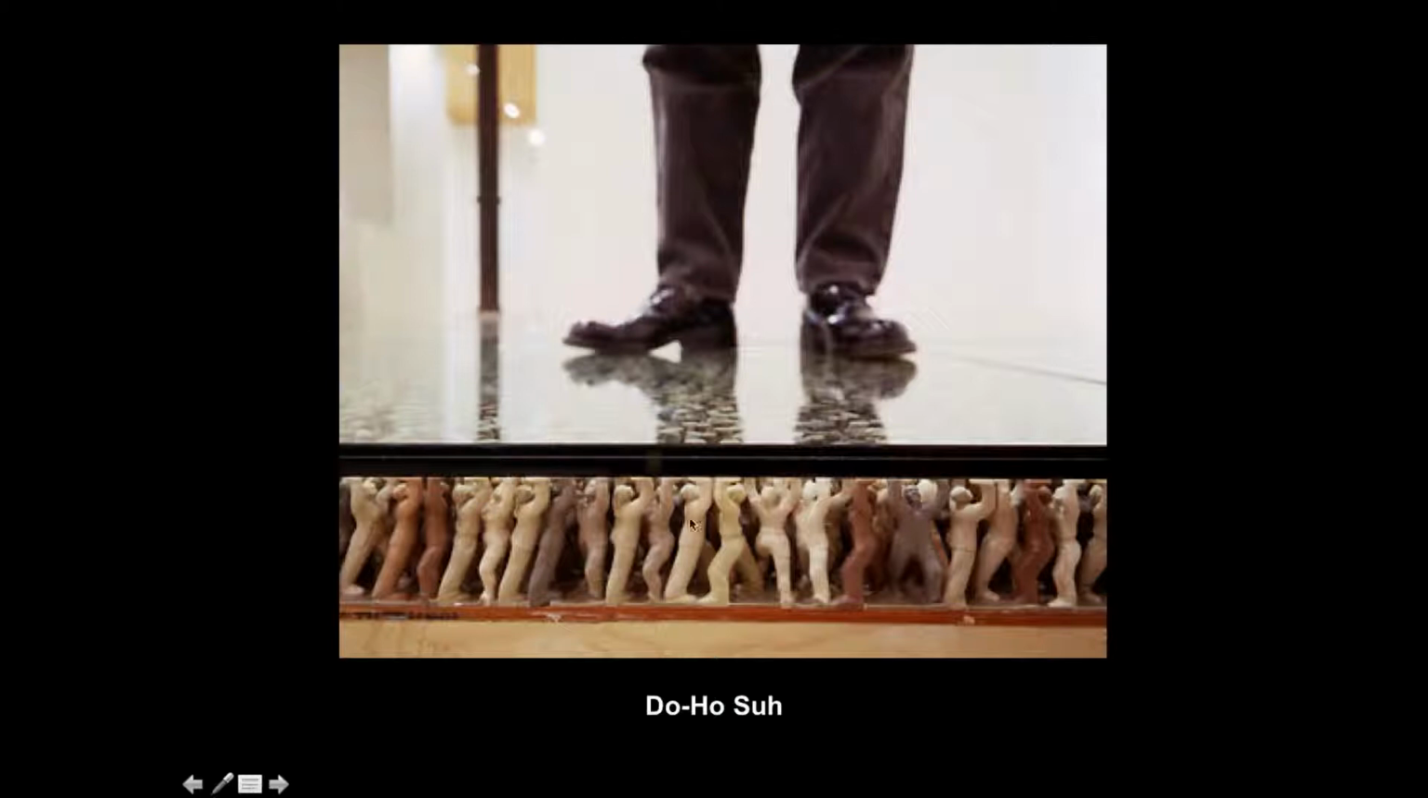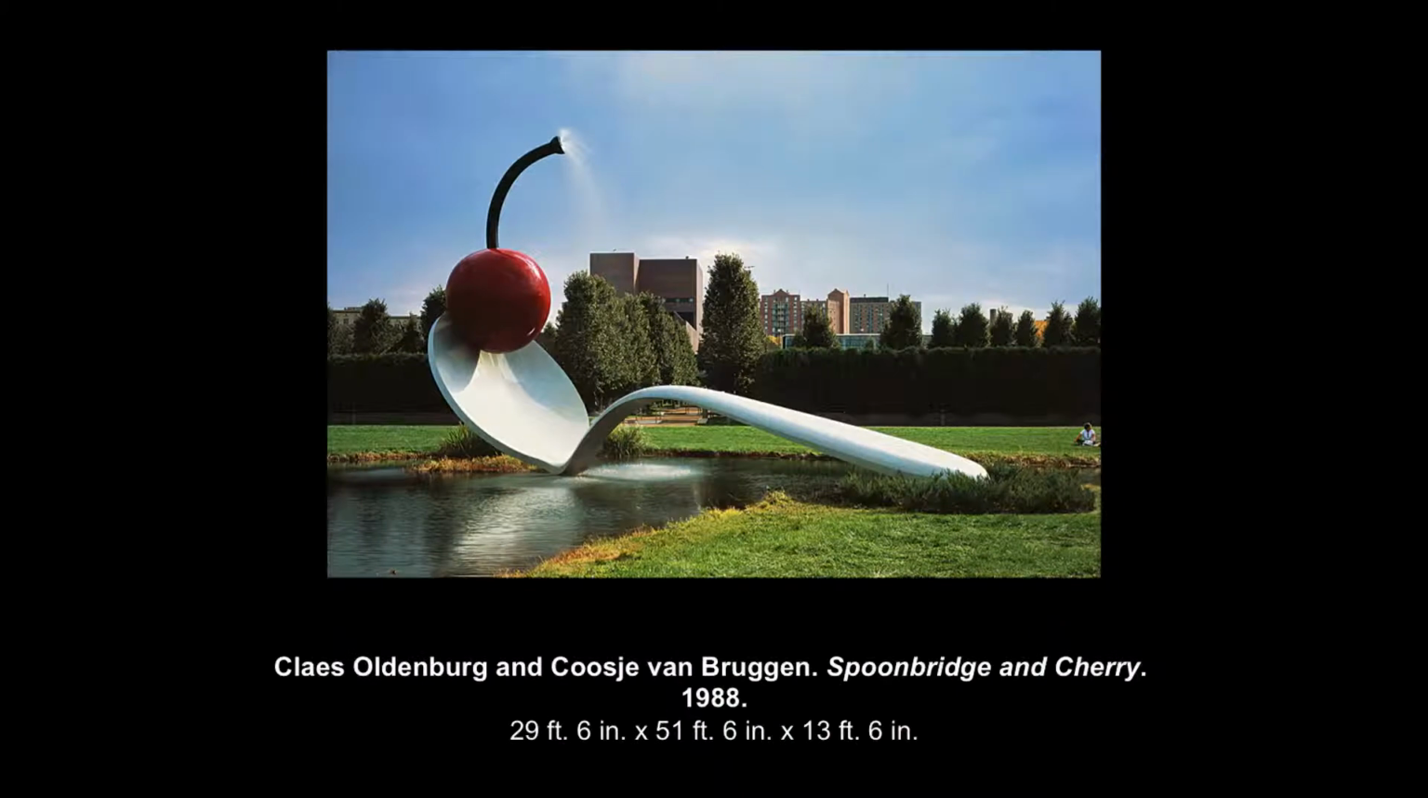Here's another Do Ho Suh. Small people holding up a normal human size human. So yeah, that's kind of scale, right? So it's kind of easy to get. Proportion again, scale and proportion.